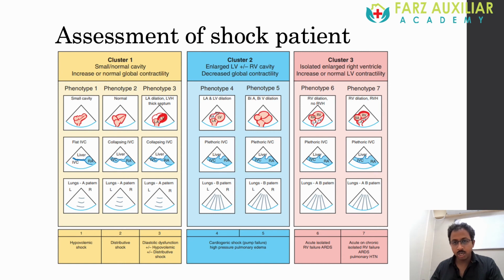Cluster 3, isolated enlargement of the right ventricle, increased or normal LV contractility. If the RV dilatation is there, but there is no RVH, along with a plethoric IVC and A pattern lung, it is acute isolated RV failure. It can be a pulmonary embolism or it can be ARDS. But if the RV dilatation is there along with RVH, it's a chronic pressure overload. So it can be acute and chronic isolated RV failure. It can be because of pulmonary hypertension.